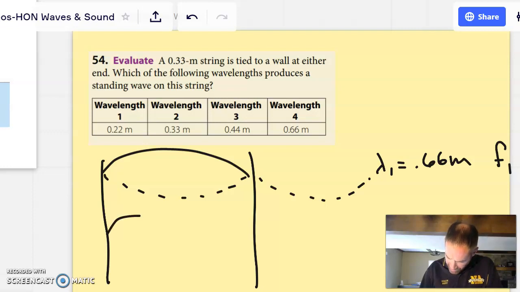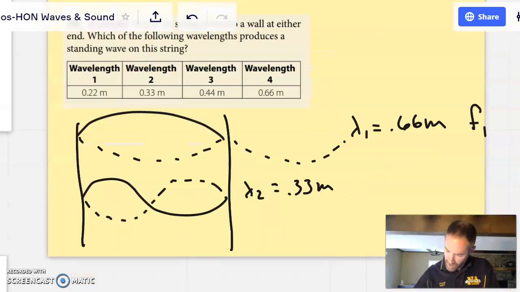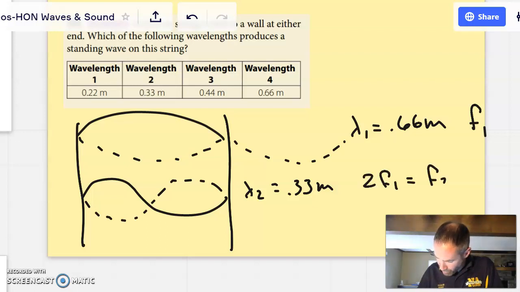So I could have the second harmonic looking like this, and this would be wavelength 2, and it's just the length of the string, so it's 0.33 meters. And I don't know what frequency makes that because I don't know the wave speed, but I do know that it's twice the fundamental for frequency 2.